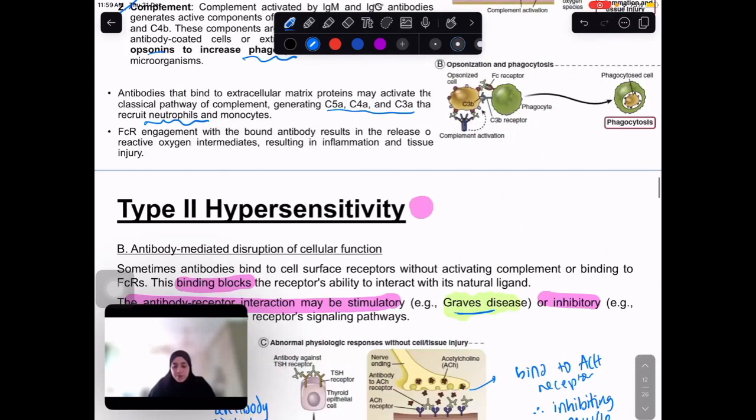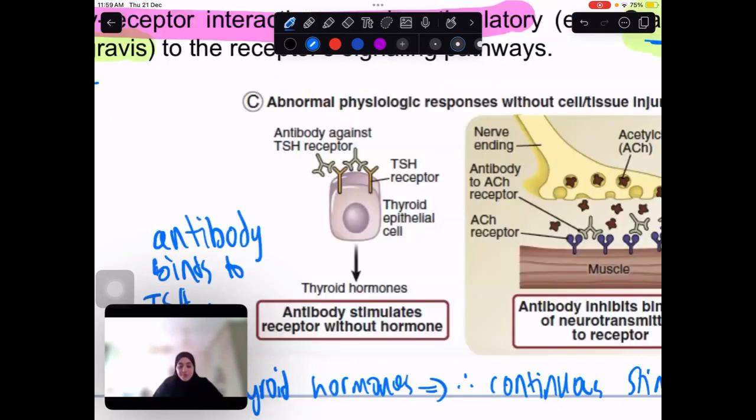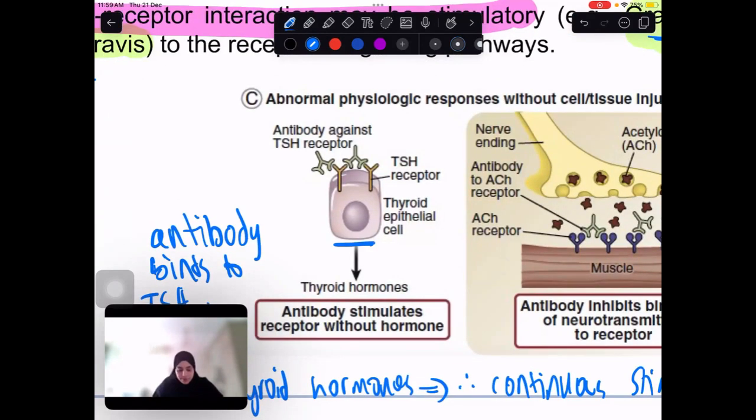Now, the first example we talked about was the blood transfusion, which is the hemolytic anemia. The other example is that sometimes antibodies will bind to receptors. Now, this could be stimulatory or inhibitory. An example is antibodies binding to the thyroid cells. Thyroid cells have receptors for thyroid-stimulating hormone. I don't want to get into details, but the hypothalamus will be releasing hormones that stimulate the thyroid, and then the thyroid will release its own hormones. In this case, the antibody will bind to this receptor.